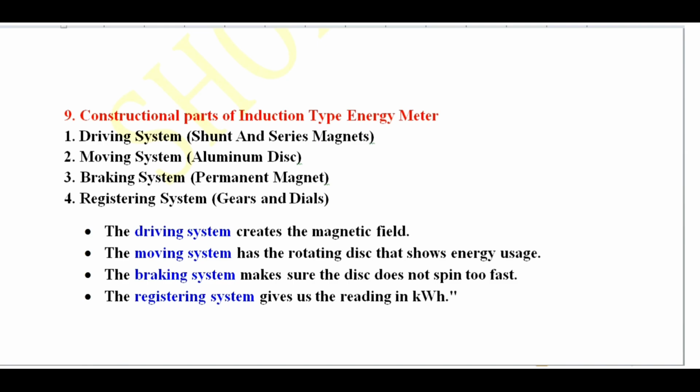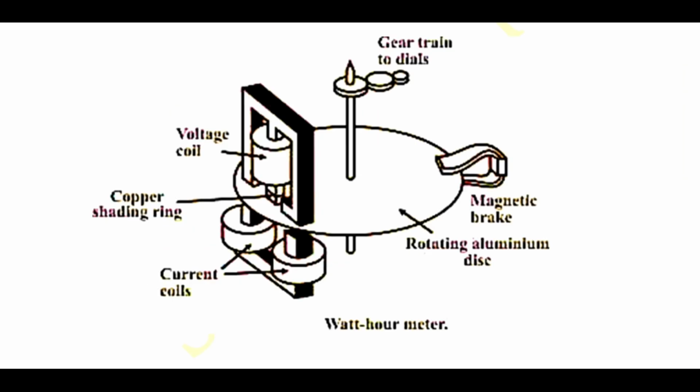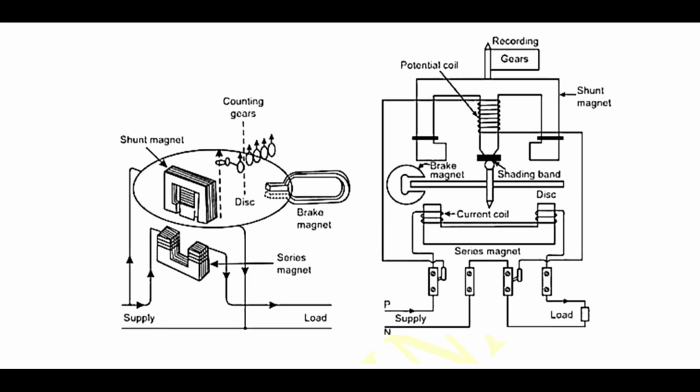Next, moving system. Here is where the action happens. It's a metallic aluminum disc that rotates when it comes in contact with the magnetic field. The speed of this rotating disc tells us how much energy is being used. So the faster the disc rotates, the more energy is consumed.